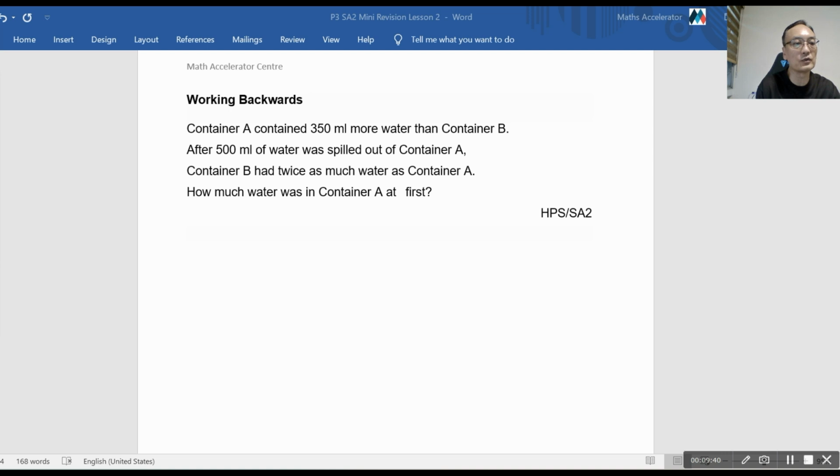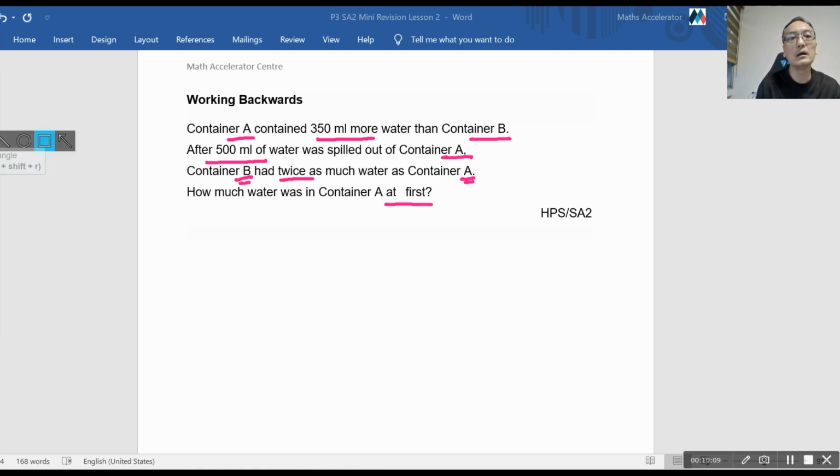So after reading the question, it's time to highlight the keywords. We know that container A has 350 more than container B. 500 ml of water was spilled out of container A, and then container B now has twice as much as container A. We need to find how much water there is in container A at first.